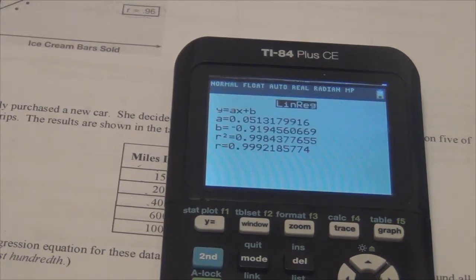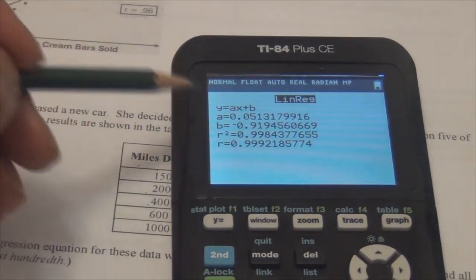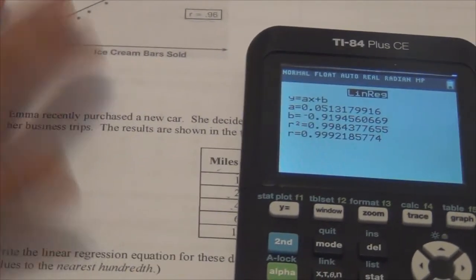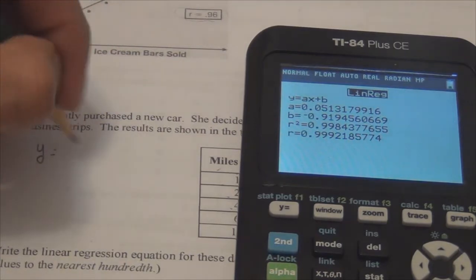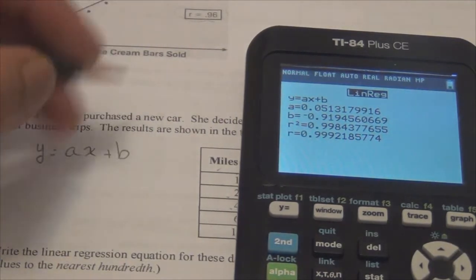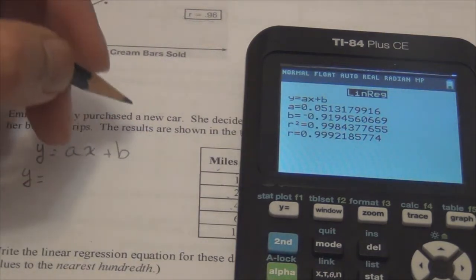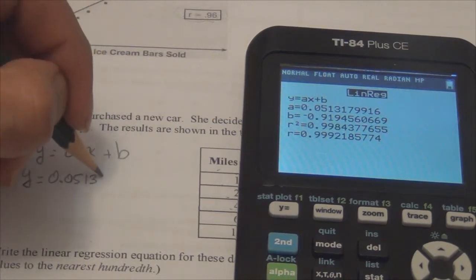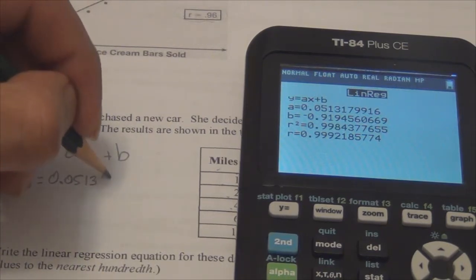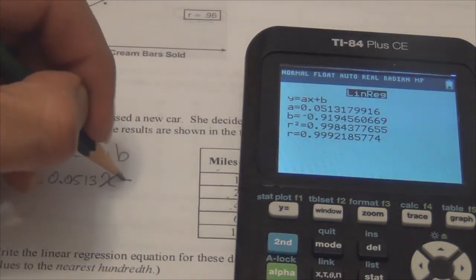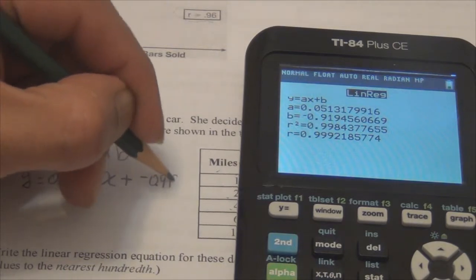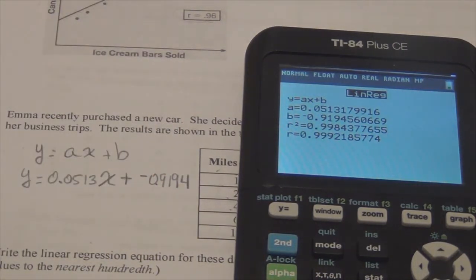So that is my equation of the line. Notice that it gave it to me in the form of ax plus b. So a is the slope. So I'm going to write it down. All right. So that is my equation of the line.